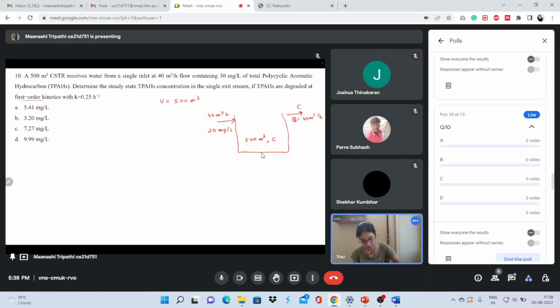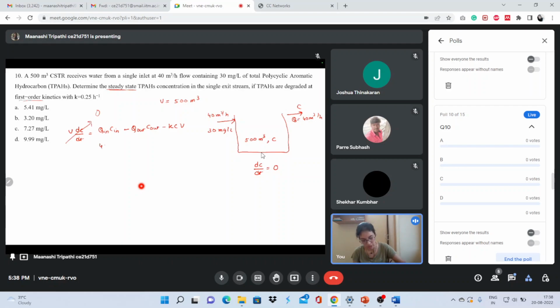Same equation will be there. V dC by dt is equal to Q in C in. Okay, I will write so that it will be easier for you to understand. Q out C out minus KCV. Now, this is the basic question. Now, what do we need to see? First of all, it is saying that we need to determine steady state. When we are talking about steady state, dC by dt, anything related to time will be 0 because there is no change with respect to time. So, this is 0.